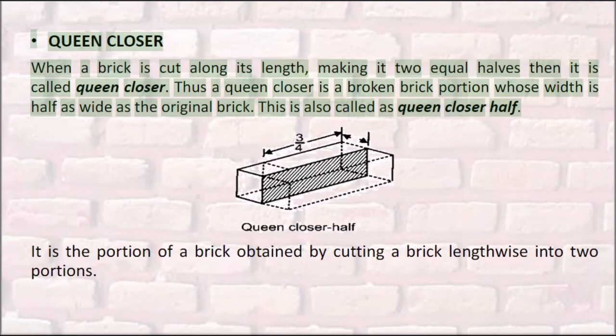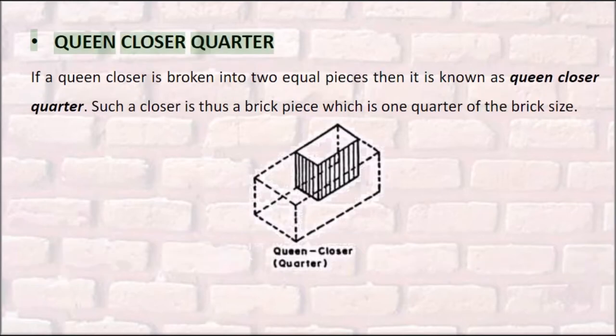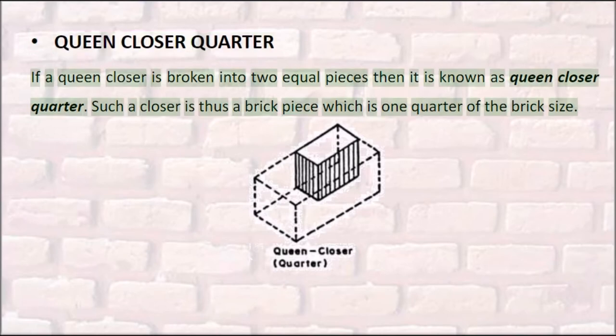Queen closer. When a brick is cut along its length, making it two equal halves, then it is called queen closer. Thus a queen closer is a broken brick portion whose width is half as wide as the original brick. This is also called queen closer half. It is the portion of a brick obtained by cutting a brick lengthwise into two portions. Queen closer quarter. If a queen closer is broken into two equal pieces, then it is known as queen closer quarter. Such a closer is thus a brick piece which is one quarter of the brick size.